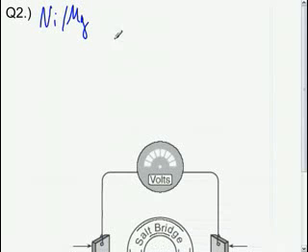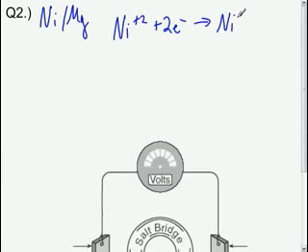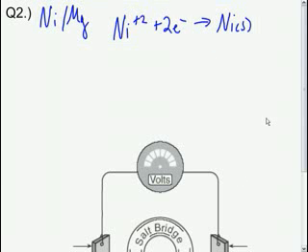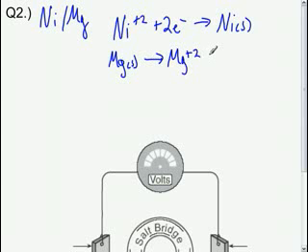So nickel plus 2 electrons goes to nickel solid is our first reaction, and our other reaction is magnesium solid goes to magnesium plus 2 electrons.